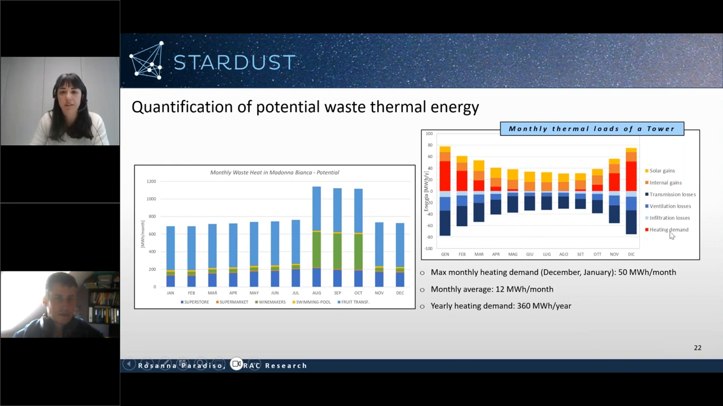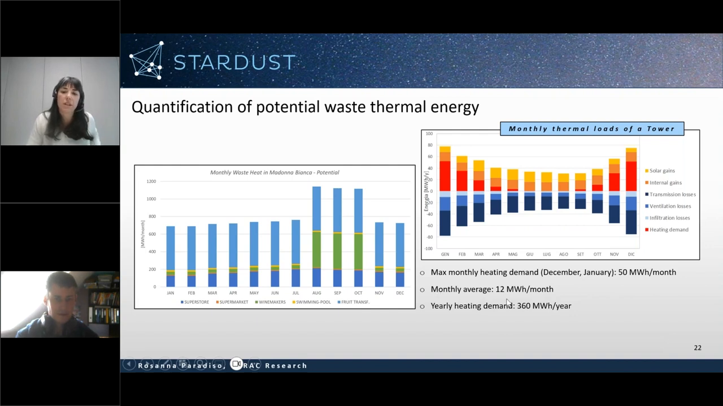The red bars represent the heating demand, and even in the worst cases, in December and January, the heating demand is 50 megawatt hours per month, whereas the superstore, for example, just to have a comparison, in January and December can reject in the district heating network more than 150 megawatt hours. So there is a higher availability.